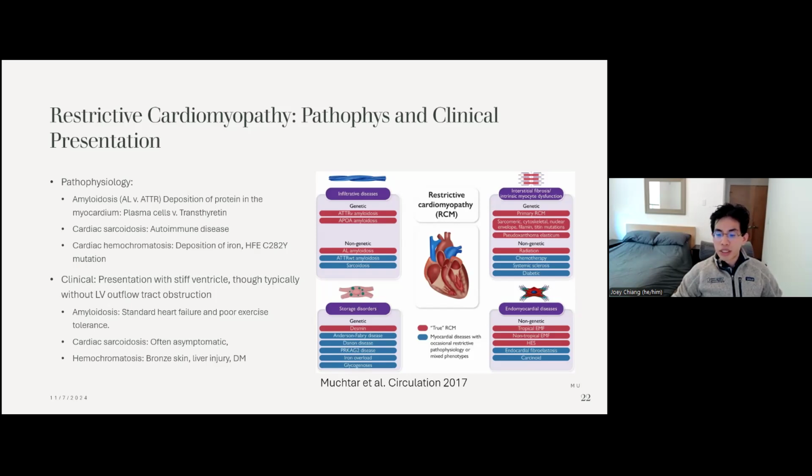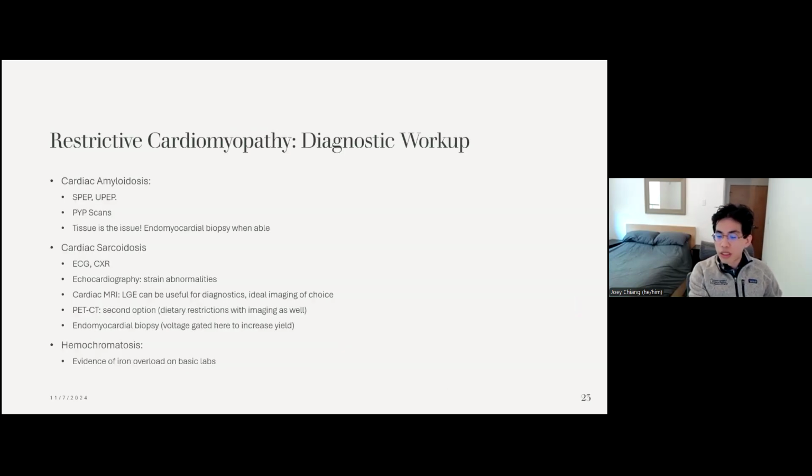As mentioned, you can see this stiff ventricle, usually without left ventricular outflow tract obstruction. And I think it's a little bit hard to see these conditions until it's a more late stage as well. One of the things that can be useful and that I might not have mentioned too much is completing an echocardiogram and seeing strain patterns on it.